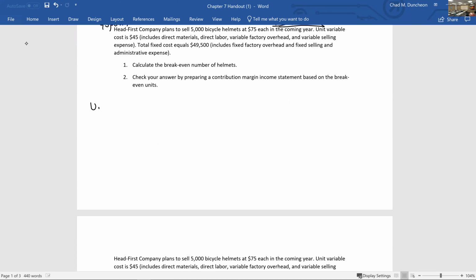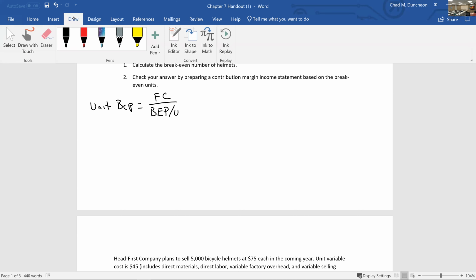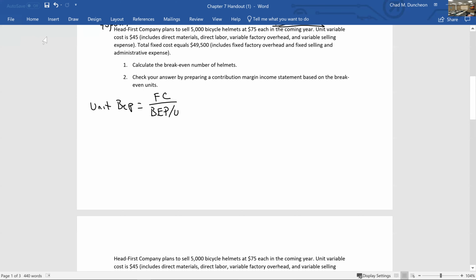So remember, to find a unit break-even point, it equals fixed cost divided by our contribution margin per unit. Erase that, that is not right. We're finding the break-even point. I'm gonna hit myself. Divided by our contribution margin per unit.